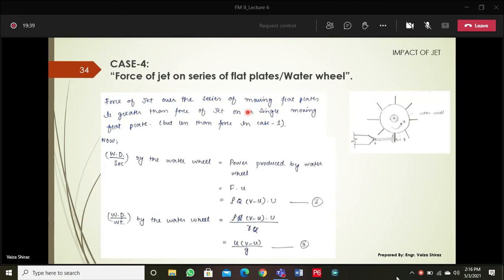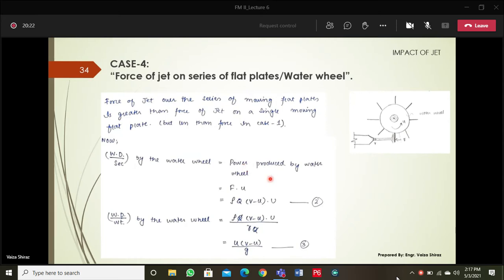Also, this force will still be less than the force in case number 1. This is the force for the moving case, and it is always less than your stationary case. Okay? So you can always compare different cases in which the conditions are similar. Now as it is a moving case, you have to find the efficiency and the work done. So work done per second by the water wheel is also termed the power produced by the water wheel. I have told you that the units of work done per second are Newton meter per second, which are equivalent to watts. So that is why this work done per second can also be termed the power.